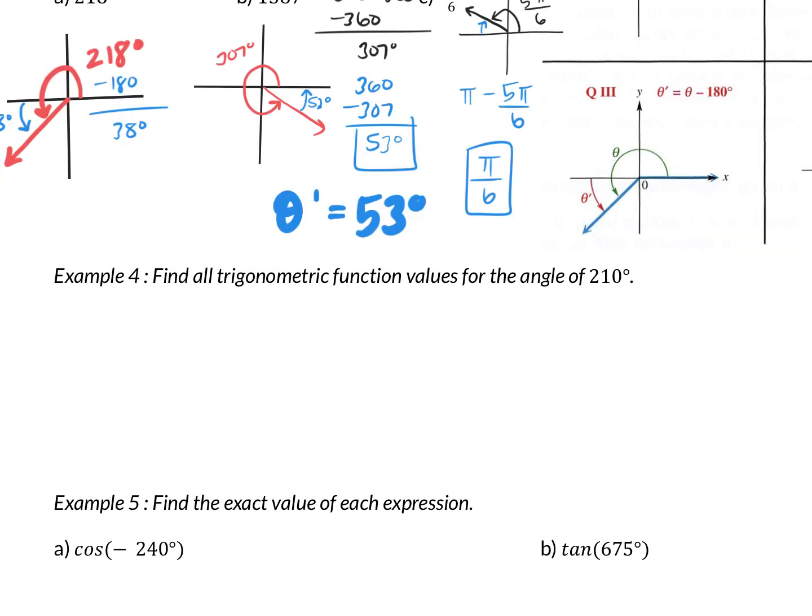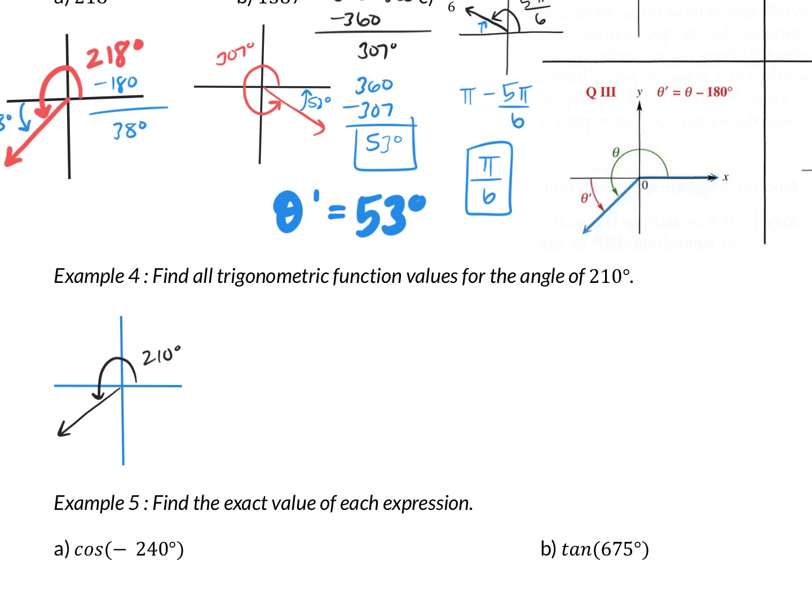Okay, so now we're going to take that reference angle and we're actually going to use it to find all 6 trig functions of an angle without using a calculator, okay? So if I ask you to find all trig functions for the angle 210, first thing I need to do is think, where is angle 210 going to be? Third quadrant? Do we all agree? Yeah. Okay, so this whole thing is 210 degrees.